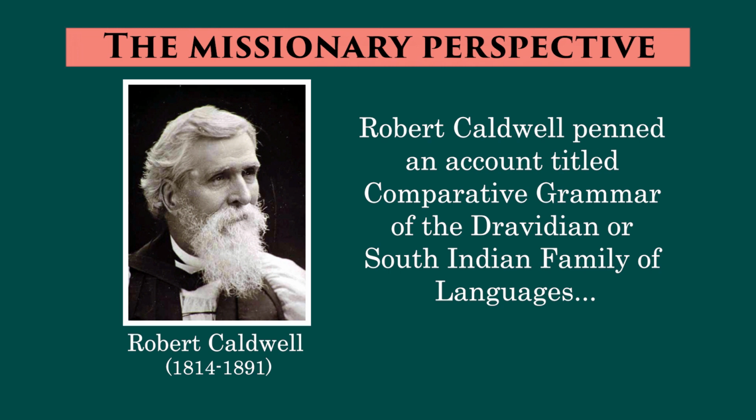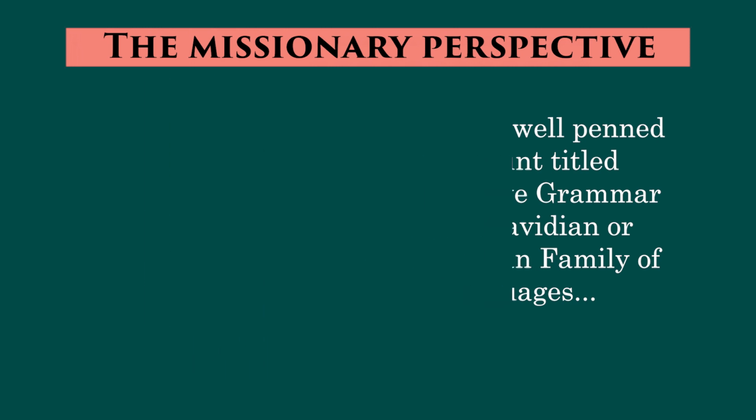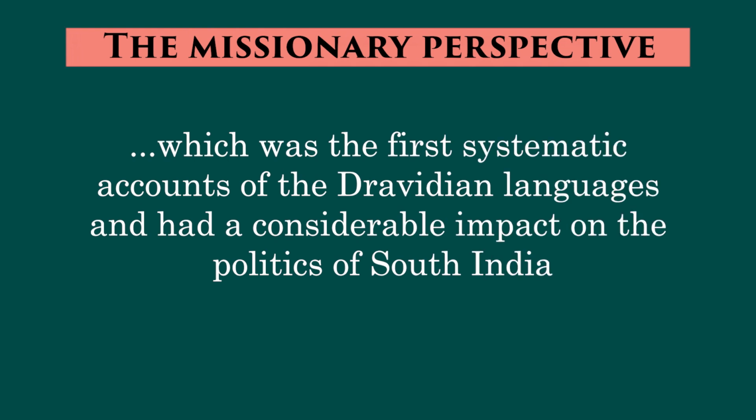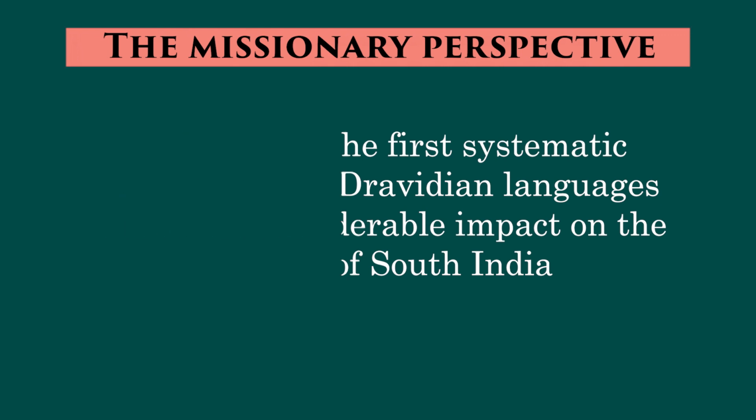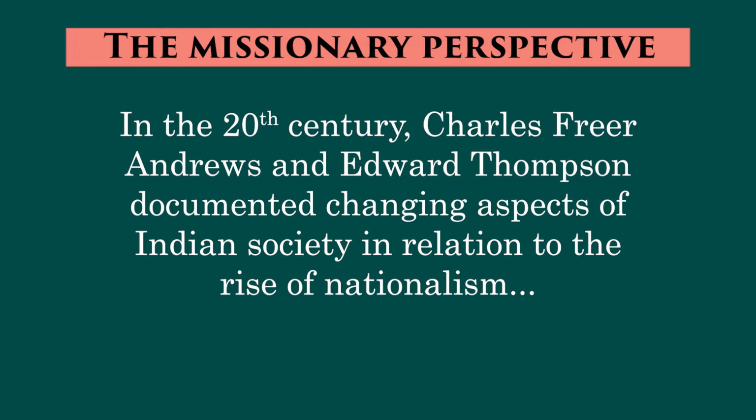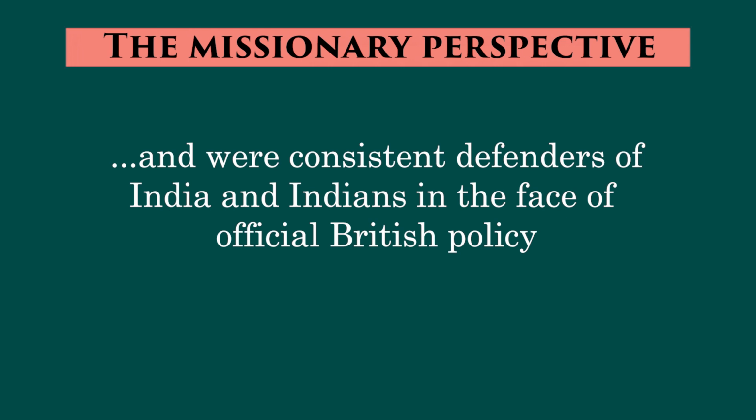Similarly, Robert Caldwell, who went to South India, wrote about the comparative grammar of the Dravidian or the South Indian family of languages. And this was a very systematic account of the Dravidian languages, and it had an impact on the politics of southern India. Similarly, in the 20th century, Charles Andrews and Edward Thompson also documented aspects of Indian society in relation to the rise of nationalism. And as they discovered and wrote about Indian society, they became defenders of Indian society in the face of British social policy, which was not often appreciated by the British.